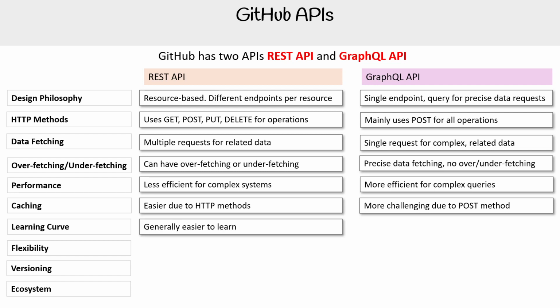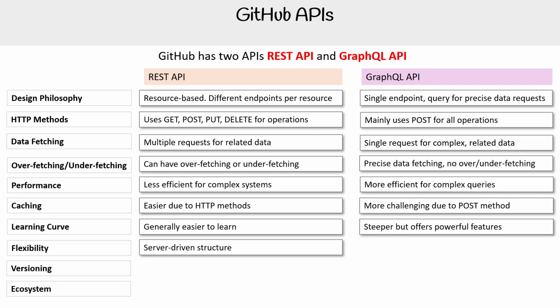The learning curve, it's super easy to use REST APIs. GraphQL requires a lot more knowledge to pick up. For REST API, it's server-driven structure. For GraphQL, it's client-driven.